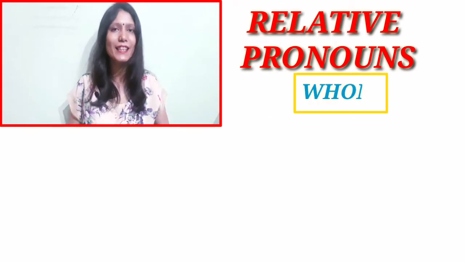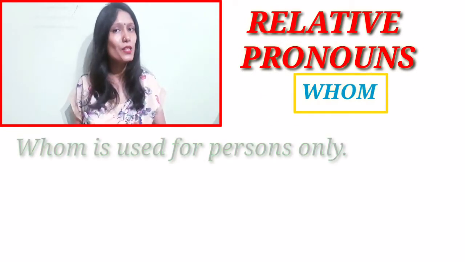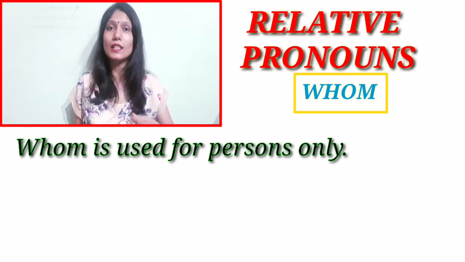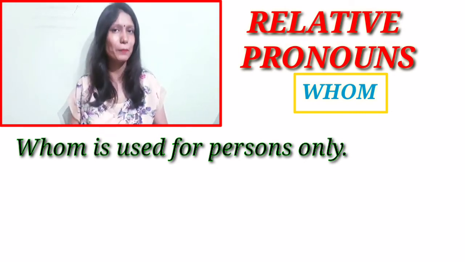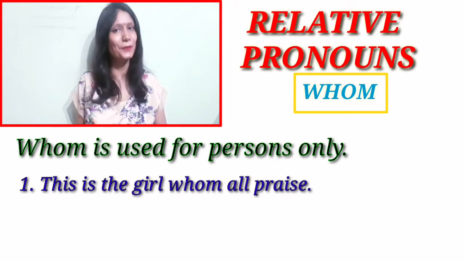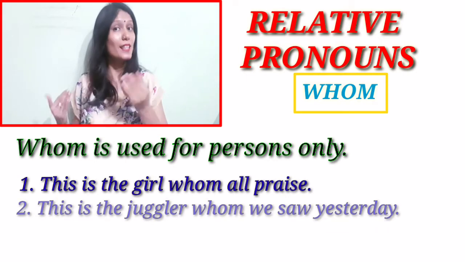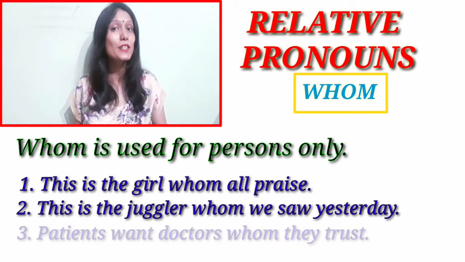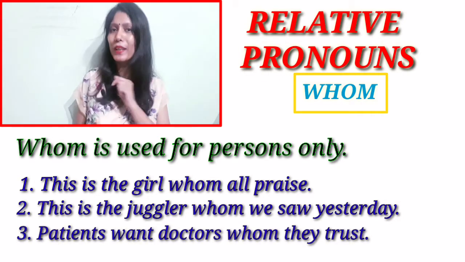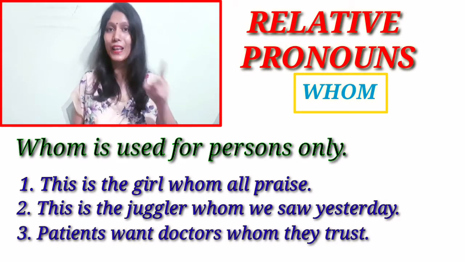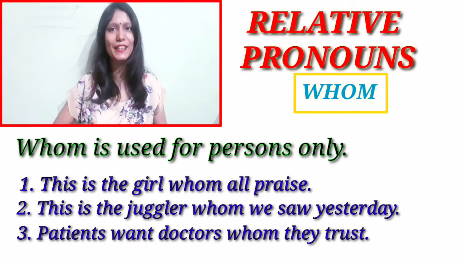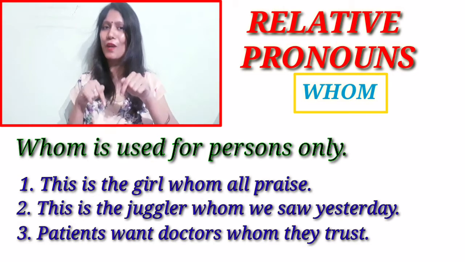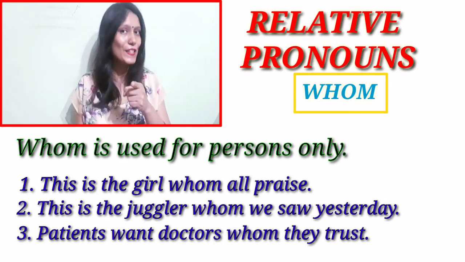Now the next word is whom. Whom is used for persons only and it means jise. For example, this is the girl whom all praise. This is the juggler whom we saw yesterday. Patients want doctors whom they trust. Now it's your turn to make a sentence using whom as a relative pronoun and write in comment box. I'll check all your sentences.